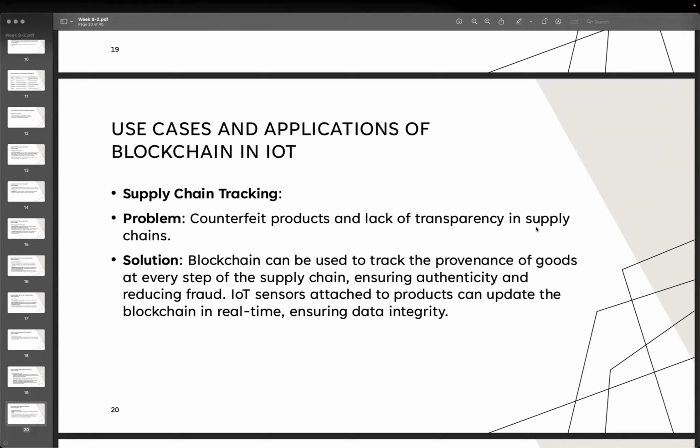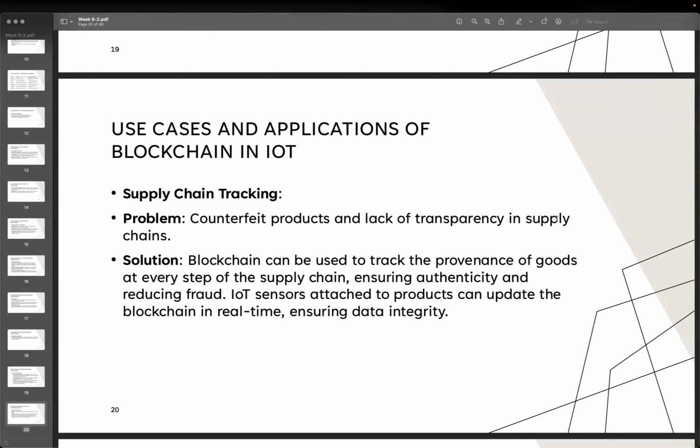If we use the traditional centralized model, we have IoT device sensors checking their location and condition, especially for goods that need to be kept at a certain temperature. At every step of the supply chain we can ensure the authenticity, and also reduce faults. Those sensors attached to the products can update the blockchain in real time, across distributed nodes, so we can ensure the data integrity.